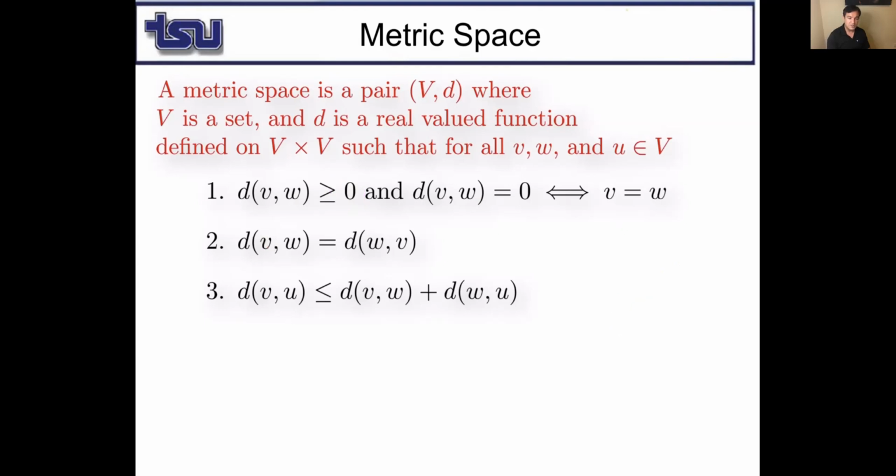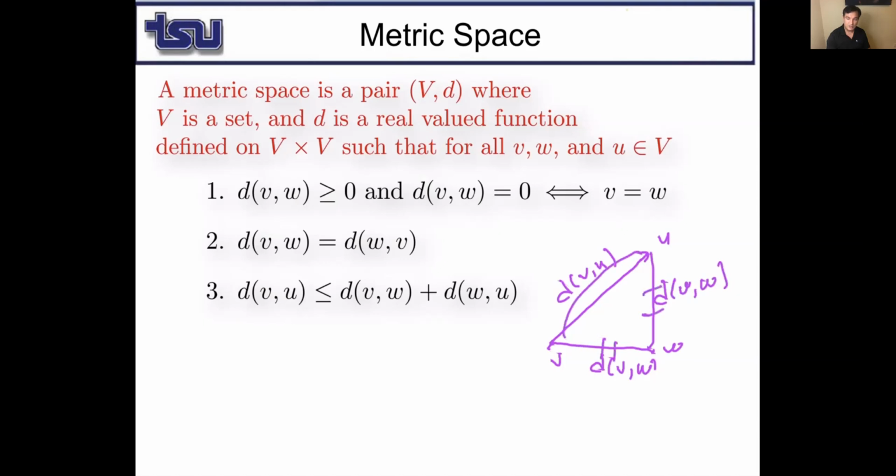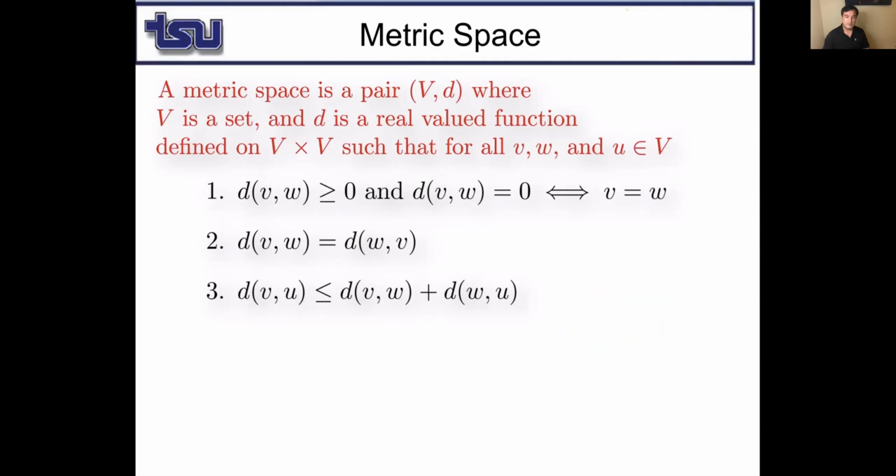And the distance between V and W is the same as the distance between W and V. And the distance between W and U, for example, if this is V, if this is U, if this is W, this is the distance between VU, this is the distance between VW, this is the distance between UW. Of course, the sum of these two will be larger than what? This distance. So that's what a metric space is.